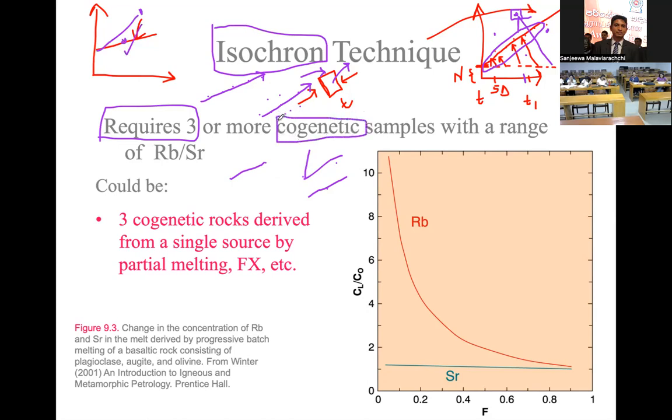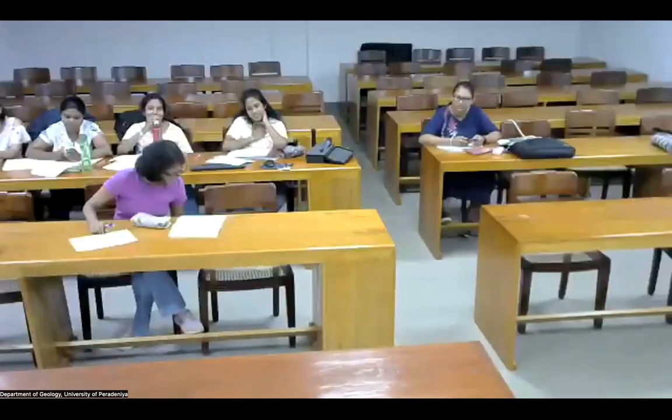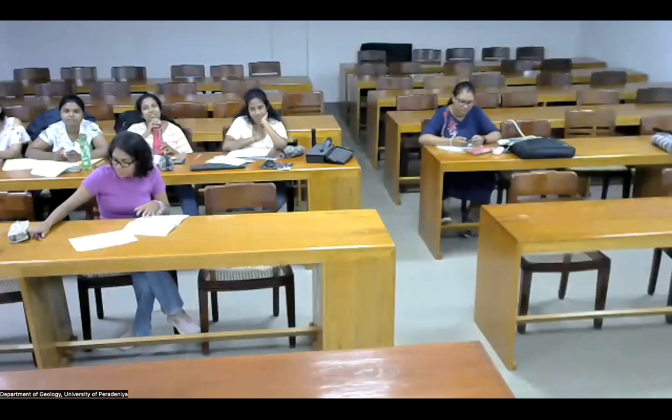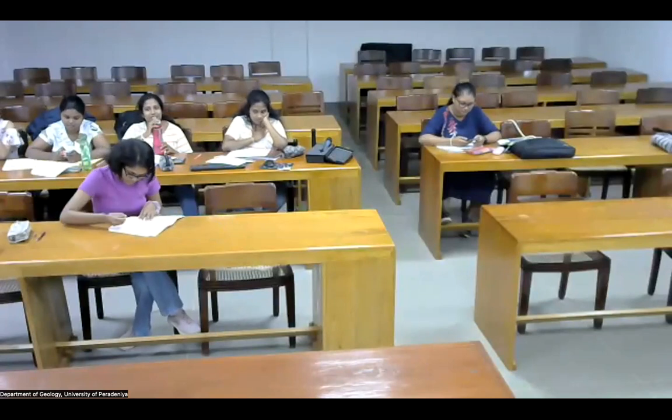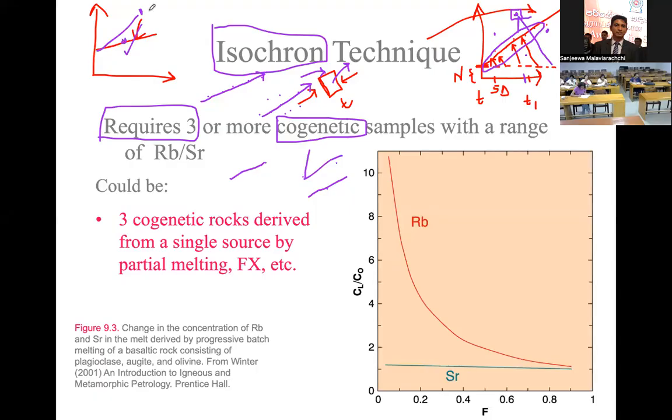What do you mean by a co-genetic sample? So you need three co-genetic samples. That means they should have been derived from the same source. That is the meaning of co-genetic.